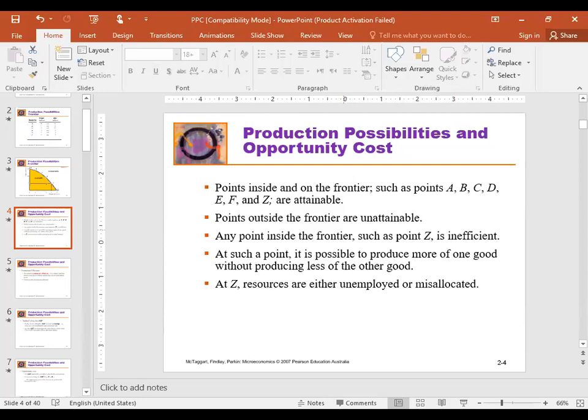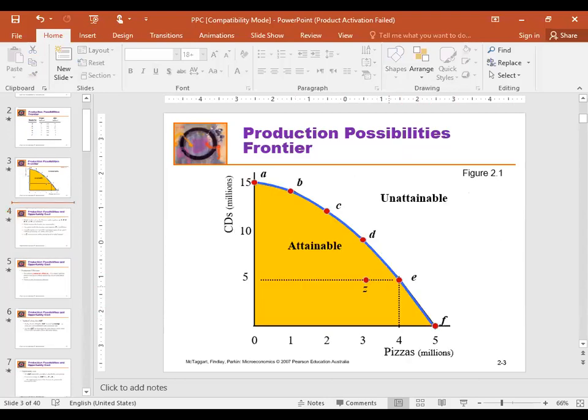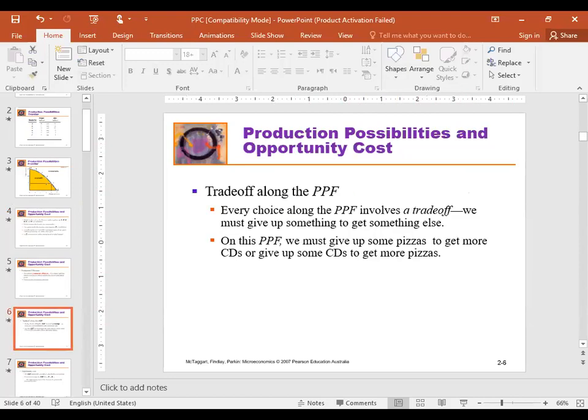So this is what we said earlier regarding point Z inside the curve, and regarding any point that is outside the curve. It could be a point here, 20 million CDs and 6 million pizzas. This point would be unattainable. We cannot, as a company, reach this production.